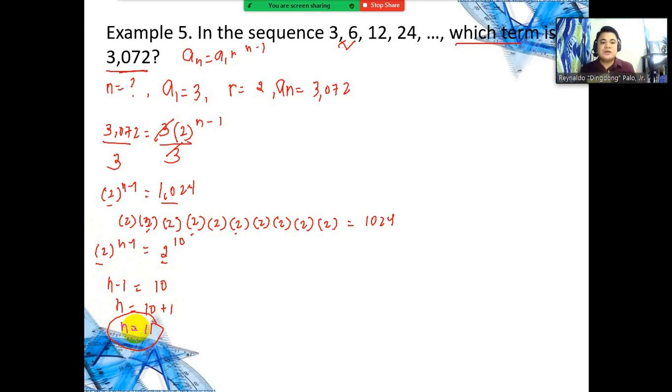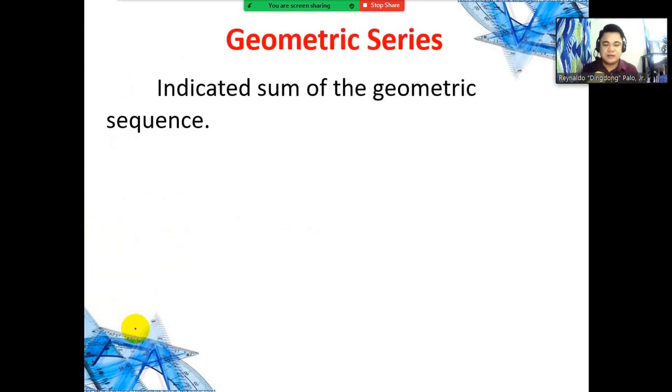So if you are looking for the value of n, guys, please don't forget to follow this process in solving for the value of n, or the number of terms. Okay? Now we're done with solving for the indicated term, a sub 1 and n. Let's have now geometric series.